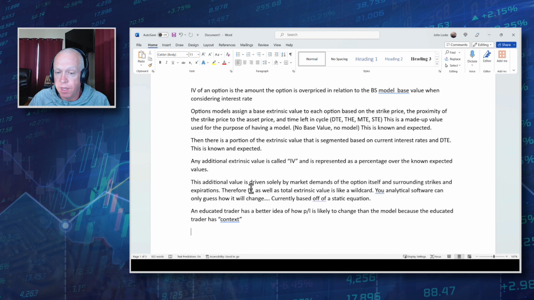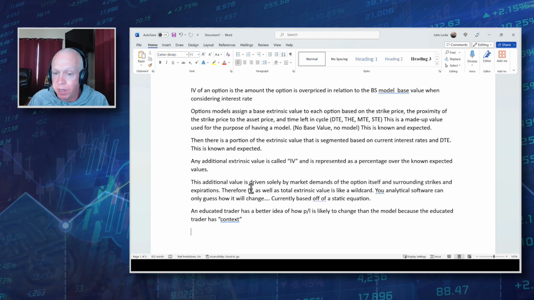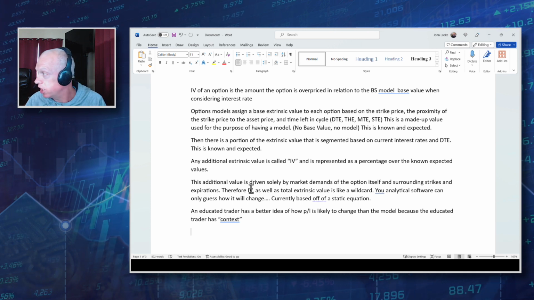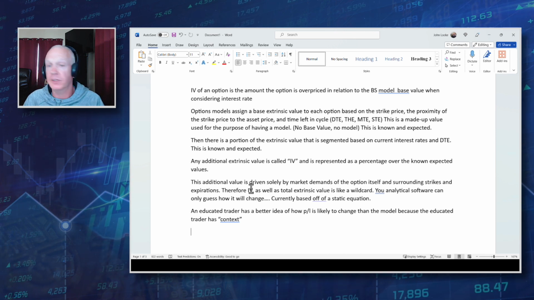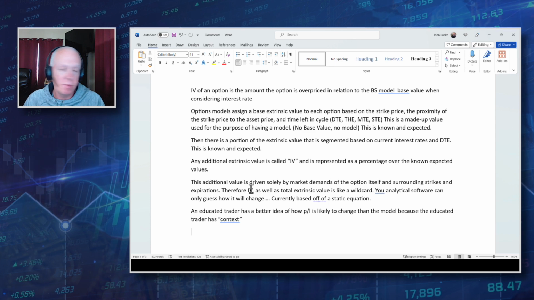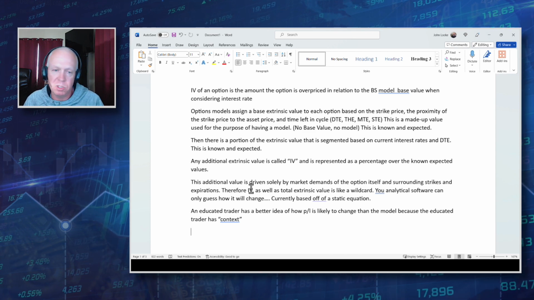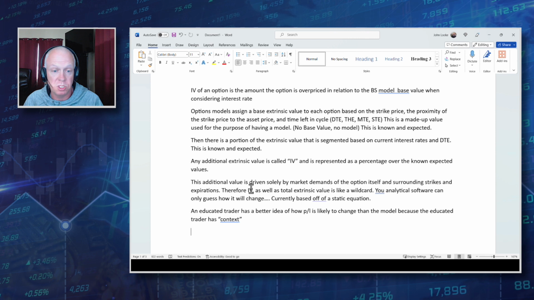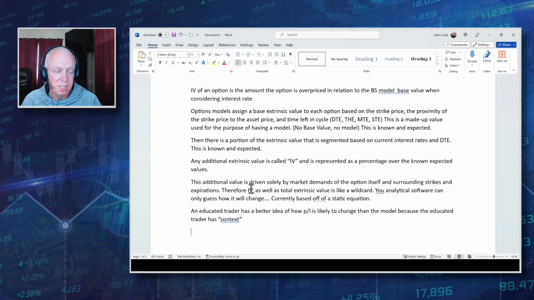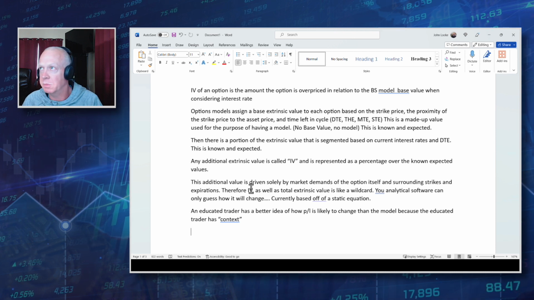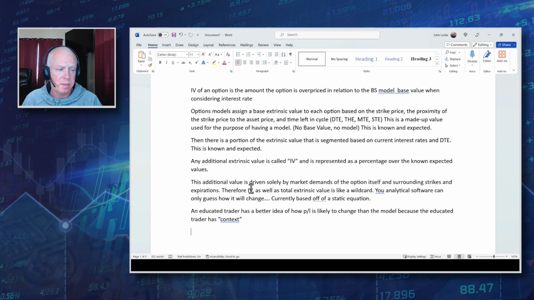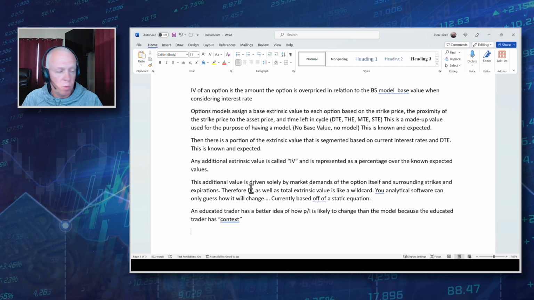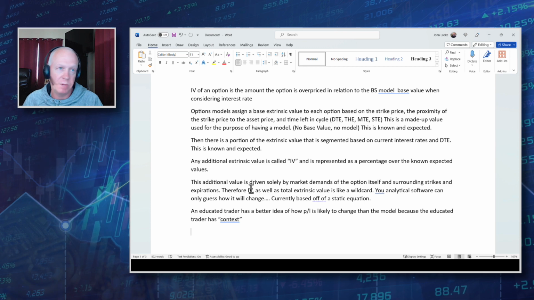An educated trader has a better idea on how that's going to change than the actual model itself, because the model has no context. All the model has is price moves this much, implied volatility should shift this much. The educated trader has all this context. He knows what the news is. He has a good idea of what's expected in the marketplace and so forth, and he can make a much, much more accurate prediction of what's likely to happen to the profit and loss in an option.